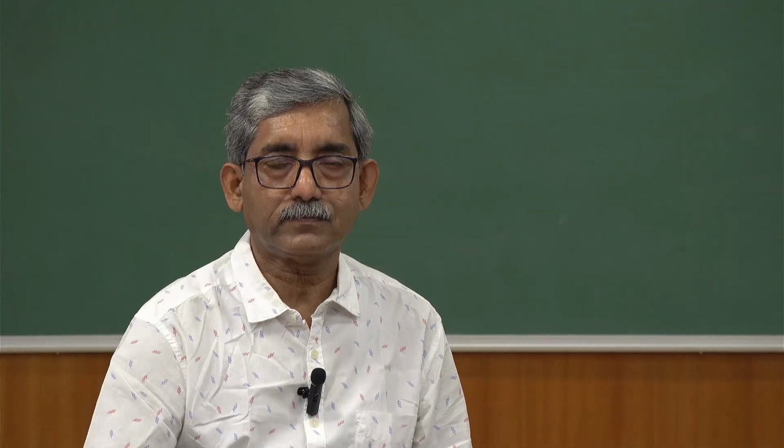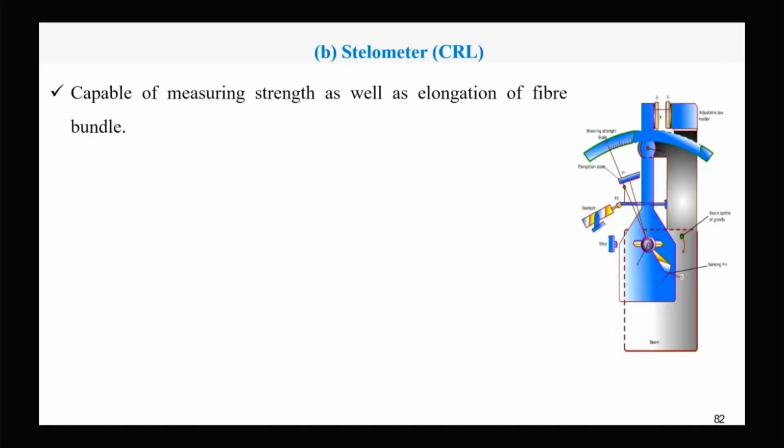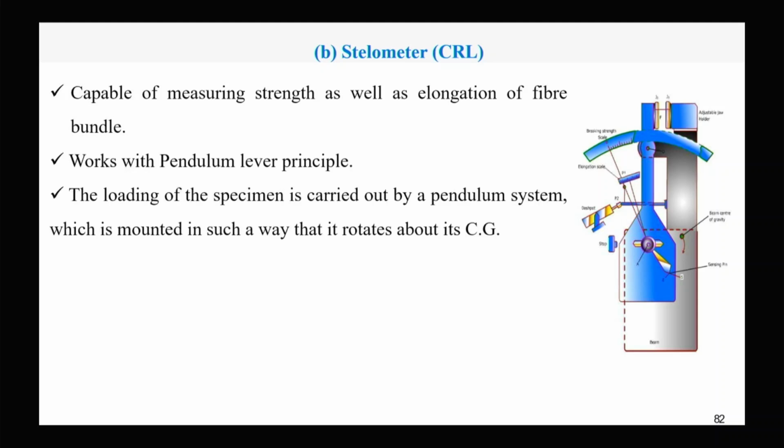The next method is the Stelometer. The Stelometer works again on the pendulum lever principle. Here the blue color is the pendulum, and the beam is there. The pendulum is fitted on the beam, and the center of gravity of the pendulum is at this point.